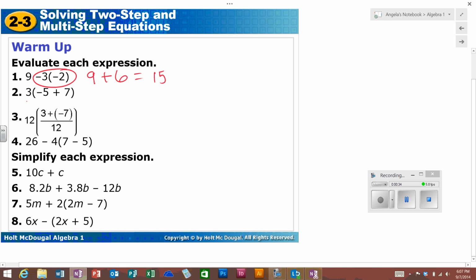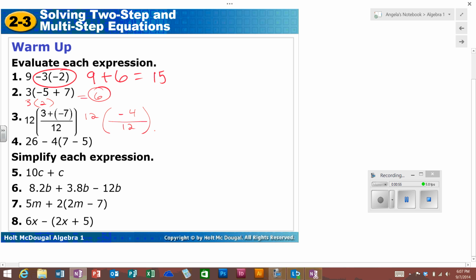Okay, we're going to take care of what's in parentheses first. So -5 plus 7 makes a +2. Then 3 times 2 is 6. Okay, order of operations. Let's take care of what's on top first. So 3 plus a -7 is a -4 over 12.